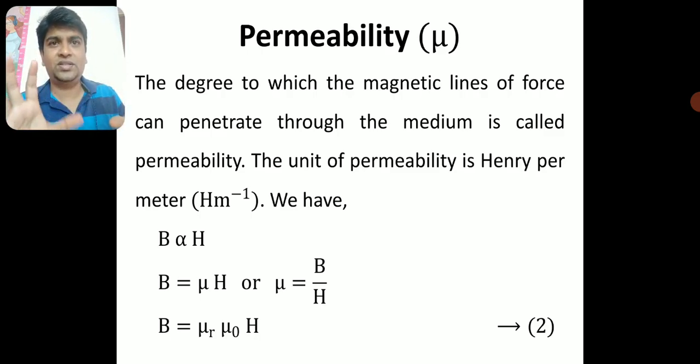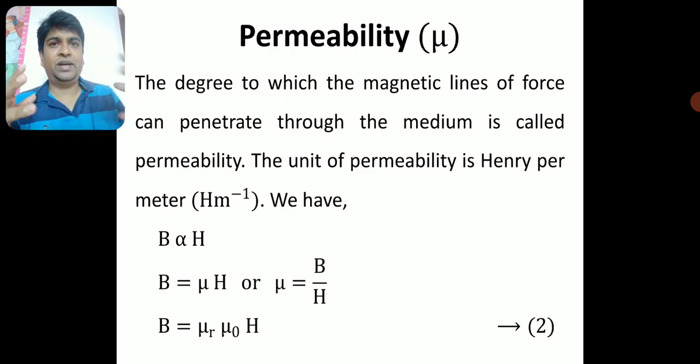It is again a constant for a particular medium. It varies from one medium to another. Take air. For air, permeability is constant. We call it mu naught. If you take some other medium, like mica, permeability will be different. So it depends on the medium. The unit of permeability is Henry per meter. Permeability mu is what? Henry per meter.